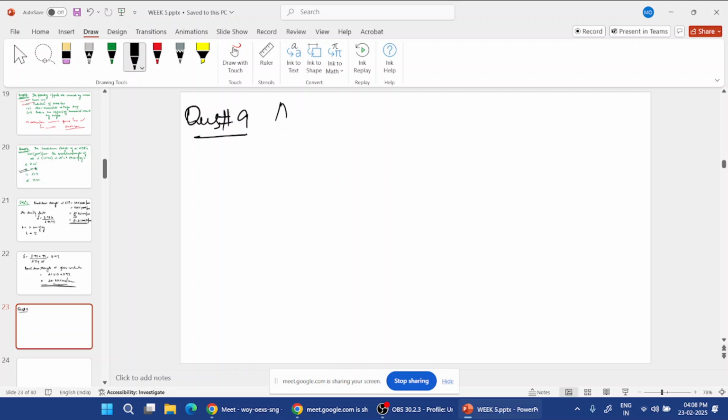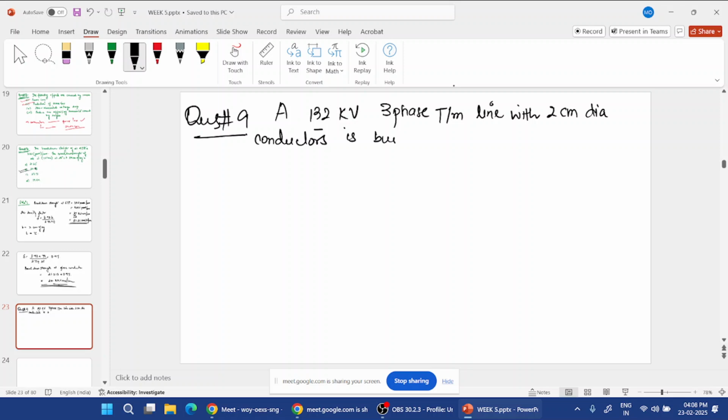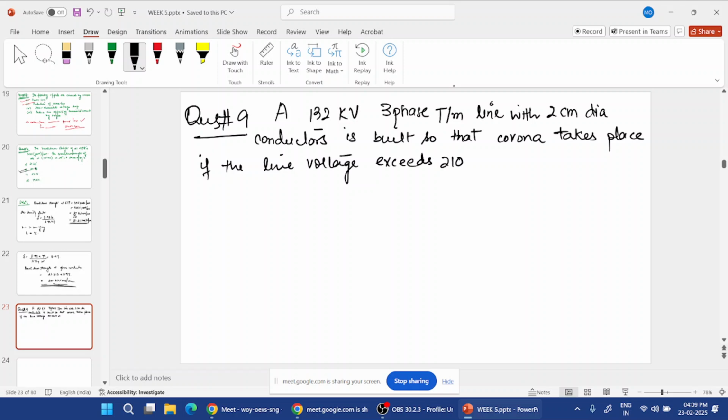9. A 132 kV three-phase transmission line with 2 centimeter diameter conductors is built so that corona takes place if the line voltage exceeds 21 kV RMS.